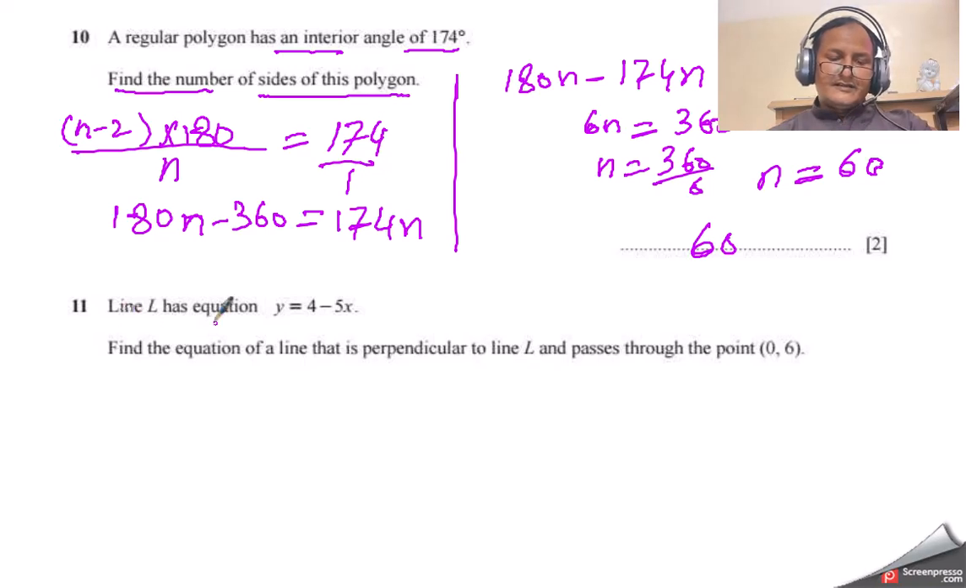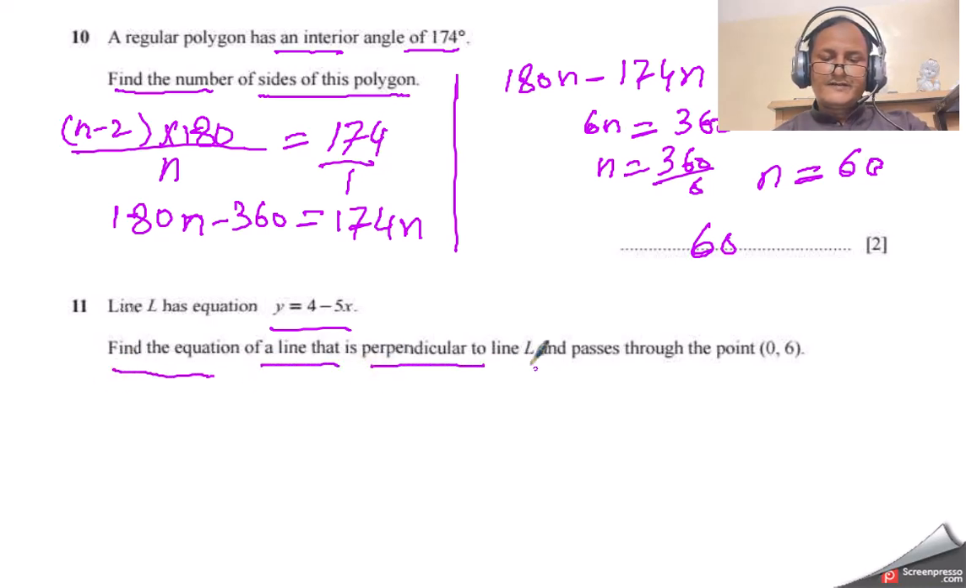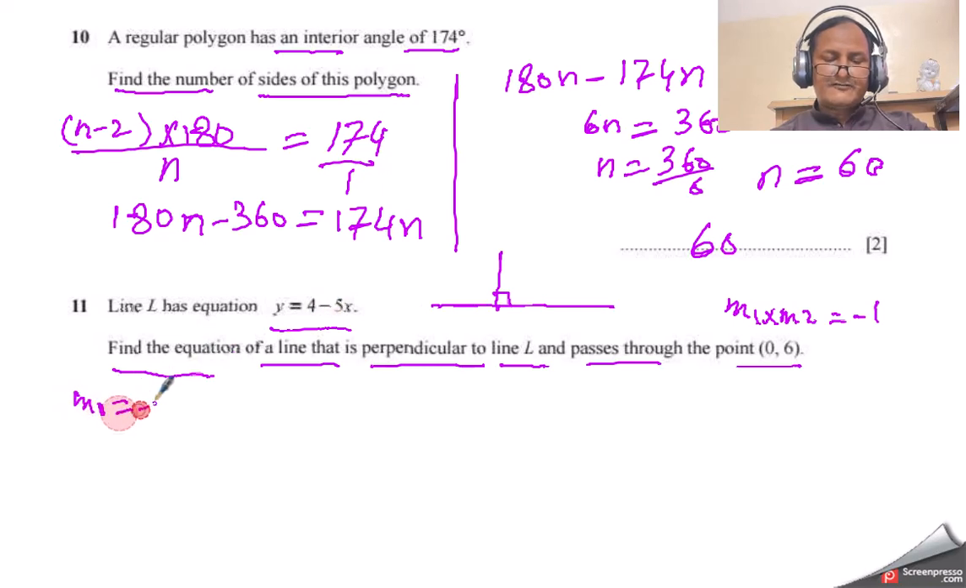Okay. The line L has the equation y equals 4 minus 5x. Find the equation of the line perpendicular to it that passes through the point (0, 6). This is perpendicular, so the multiplication of their gradients must be minus 1. The gradient of this line is minus 5, for example m1 is minus 5. For the perpendicular line, the gradient is 1 by 5.